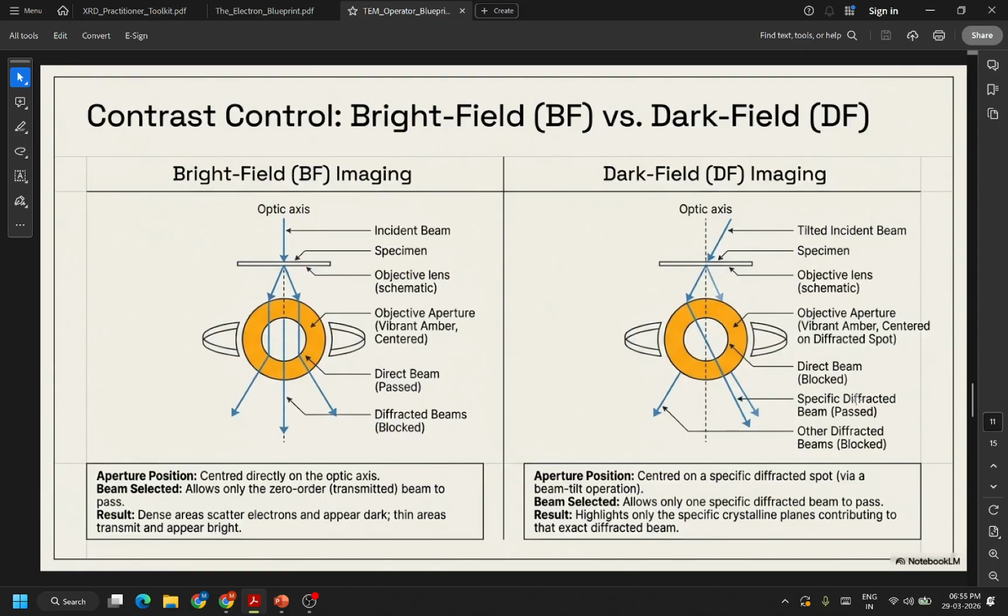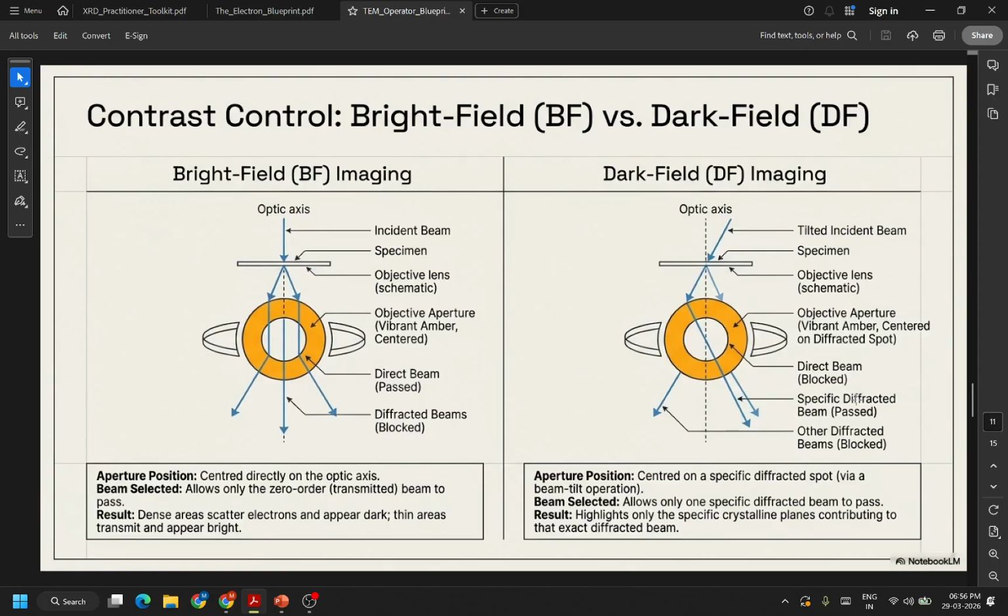Next is contrast control: bright field versus dark field imaging. In bright field imaging, the aperture is towards the center, so it's centered directly on the optical axis. Whereas in dark field imaging, the aperture is centered at a specific diffracted spot using a beam tilt operation.